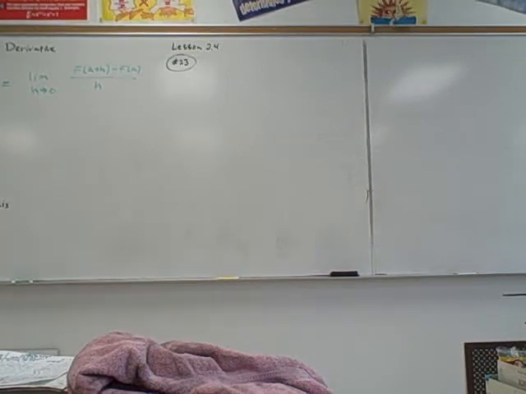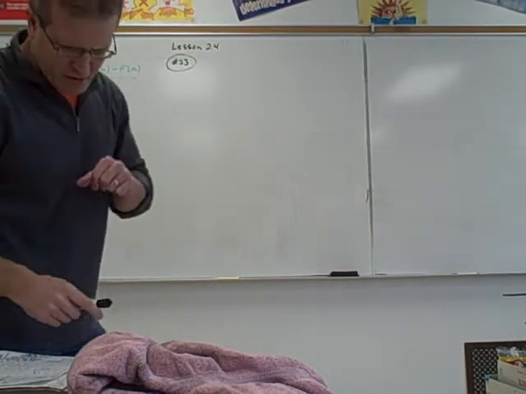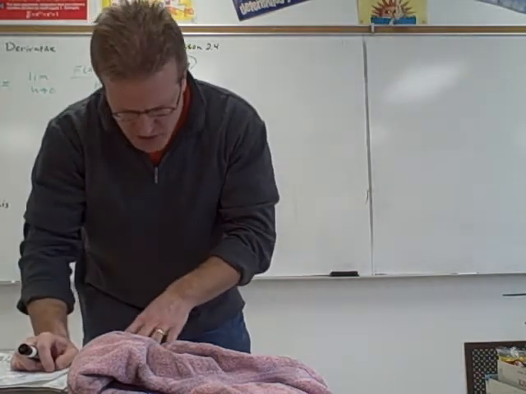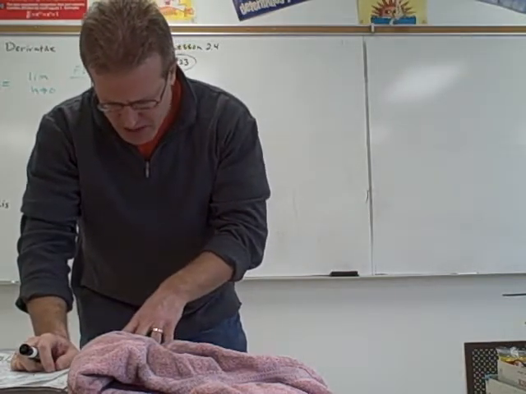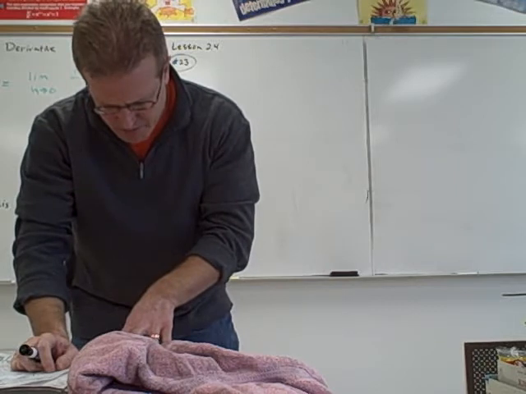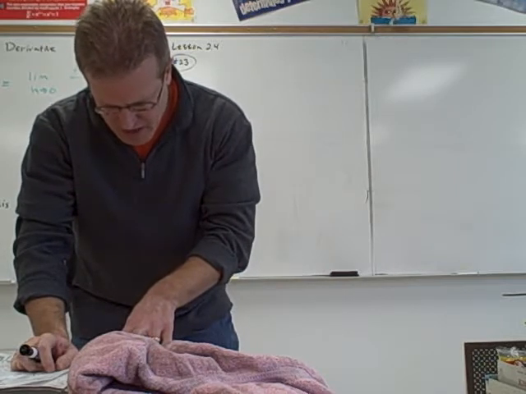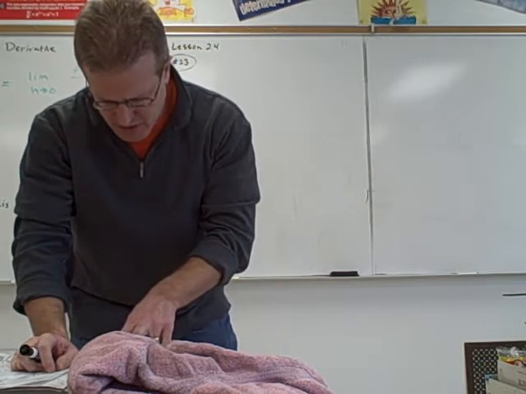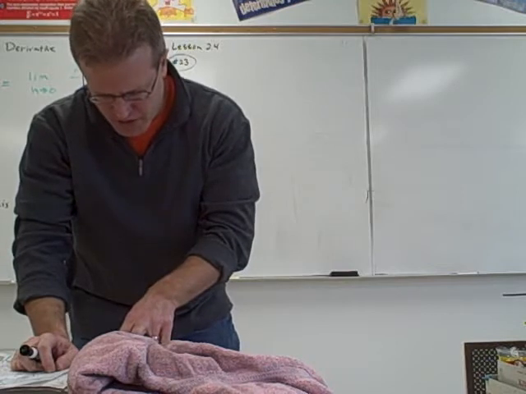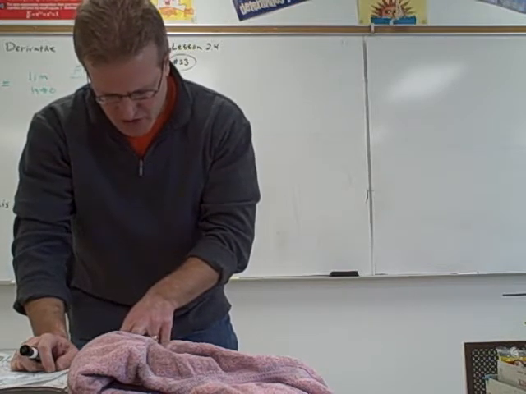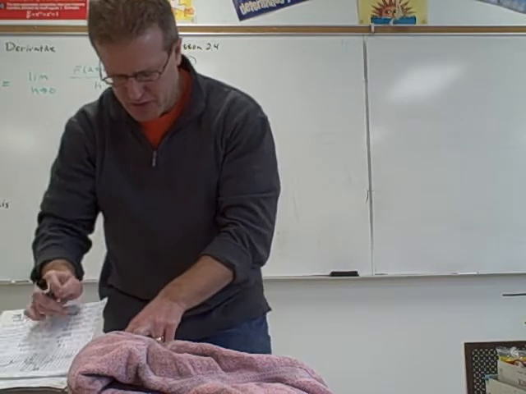Okay, so this is number 23 on lesson 2.4, page 88. Free fall. An object is dropped from the top of a 100-meter tower. Its height above the ground after t seconds is 100 minus 4.9 t squared meters. How fast is it falling 2 seconds after it's dropped?